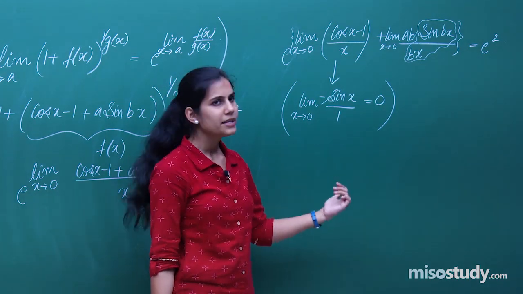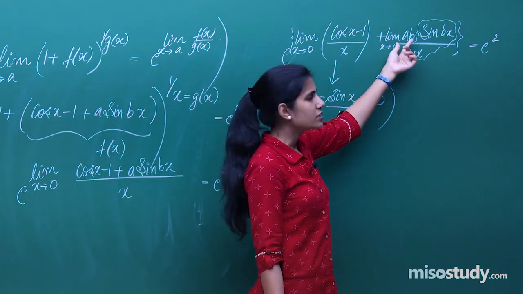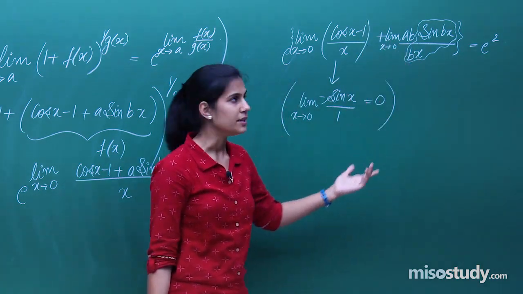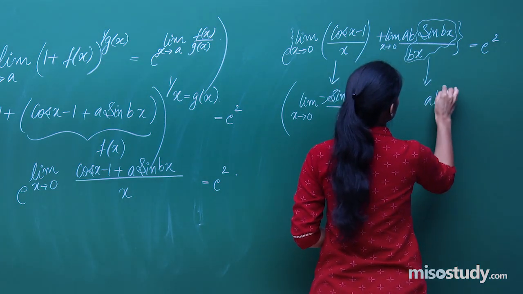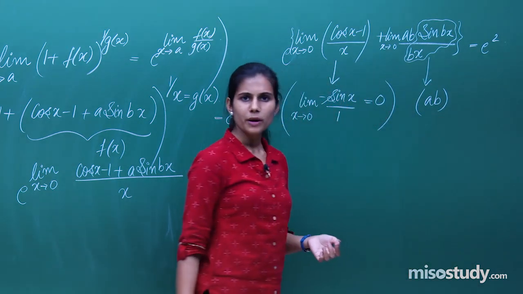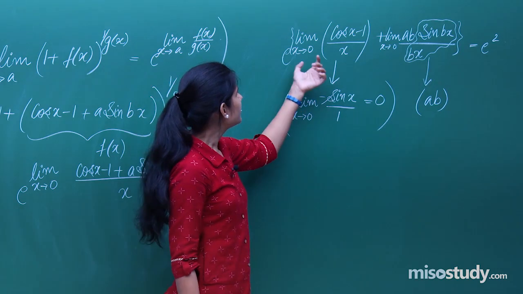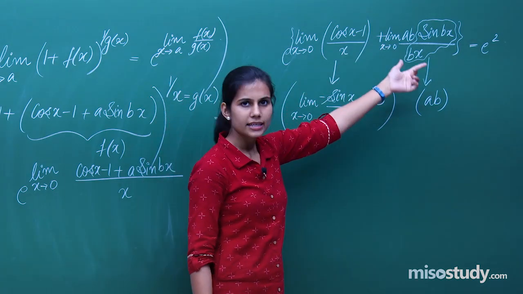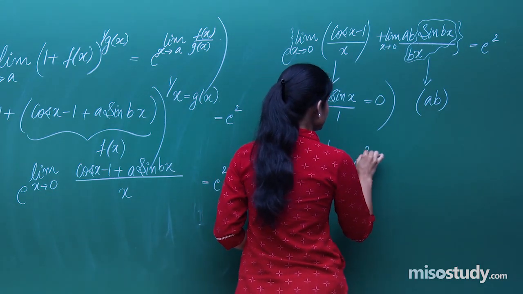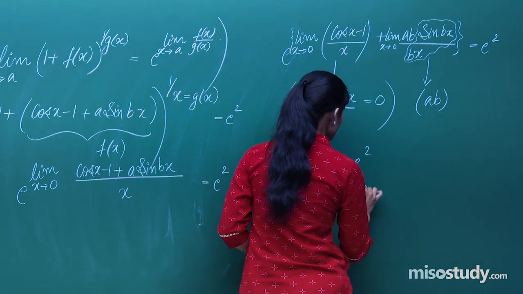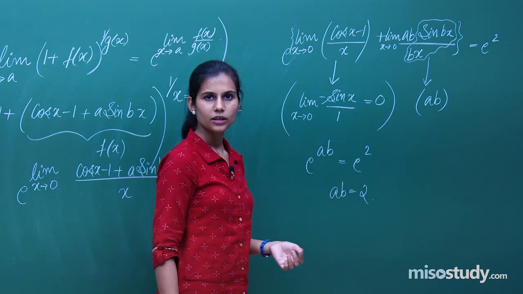So sin bx by bx is also 1, a into b is constant, so it is 1 into ab, that is ab. So what you are left with basically is this limit comes out to be ab. ab into 1, that is ab. So you have e to the power 0 plus ab, that is ab, equals e square, that means ab is 2, it is a one-one function, right?